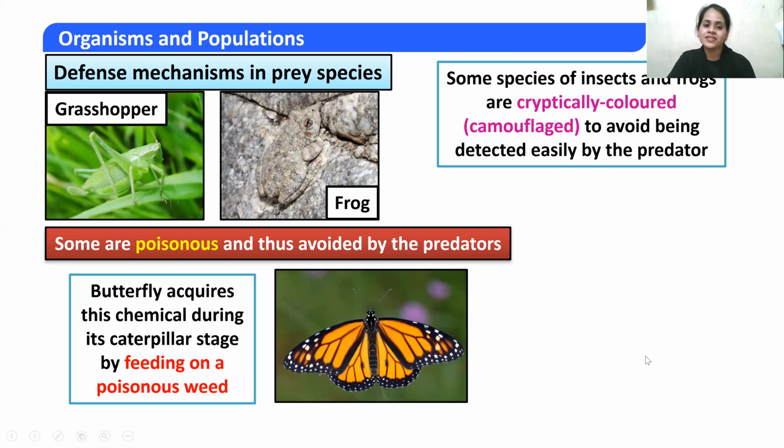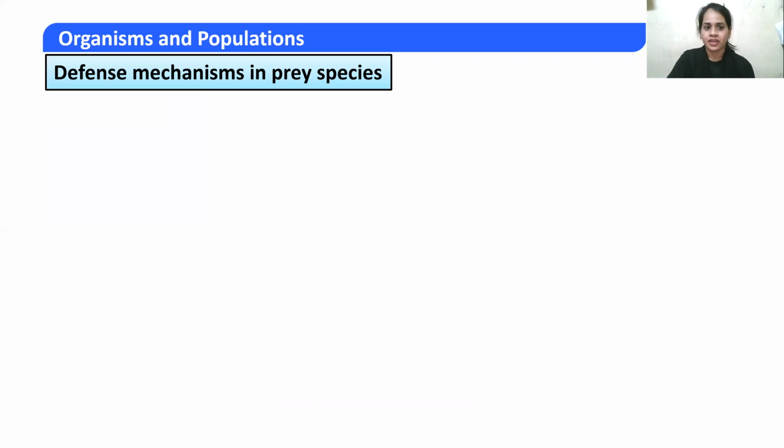The butterfly acquires this chemical during its caterpillar stage by feeding on a poisonous weed. So when does this chemical come into its body? When it is feeding on the poisonous weed at the caterpillar stage.